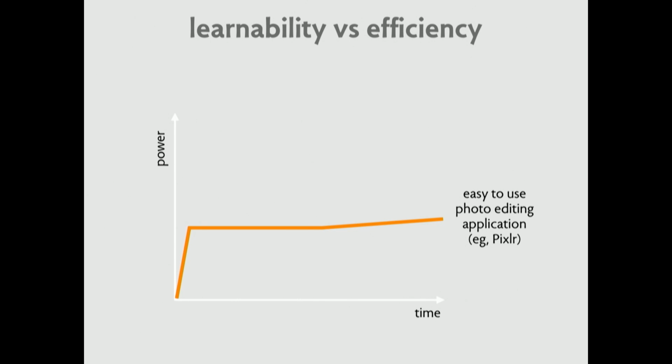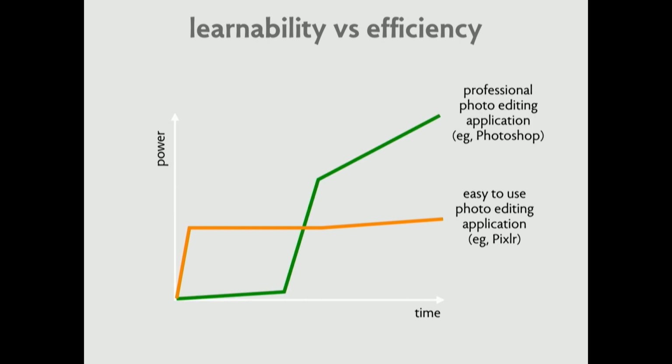So if you look at the power of the user against time, you get a lot of power very quickly, but you can't go that far with it. But if you look at something like Photoshop, on the other hand, Photoshop is designed to be extremely powerful, but the basic concepts are so complicated that, until you've really got your head around layers and masks and so on, there's really not much that you can do very effectively.